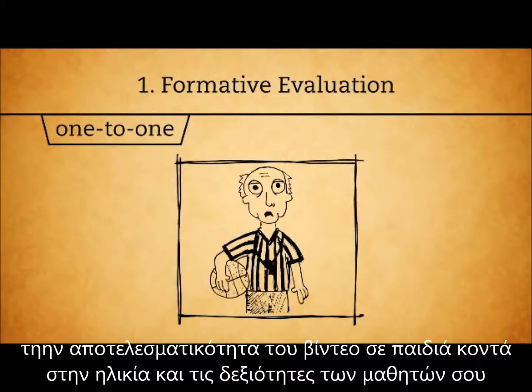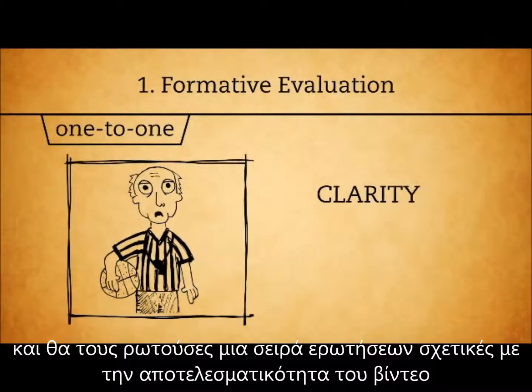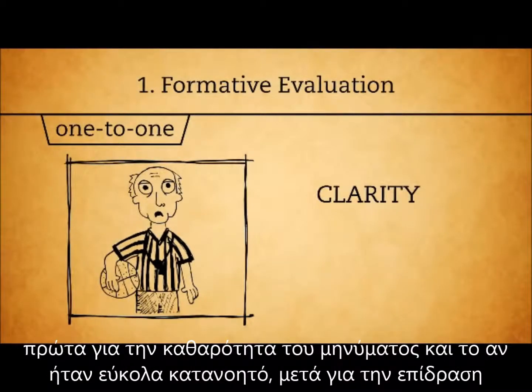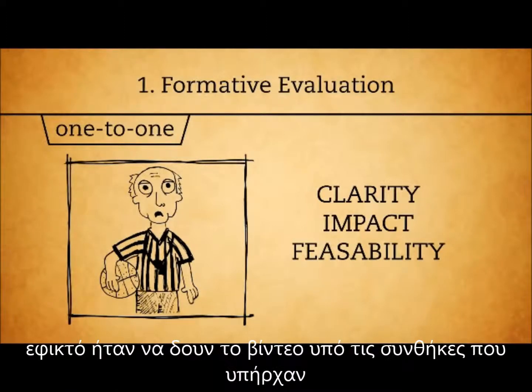You would then ask them a series of questions about the effectiveness of the video. First, about the clarity. Was the message clear and easy to understand? Then ask about the impact. Was it helpful in reaching the objectives and goals of the class? Finally, you would assess the feasibility. How practical is the video given the time and context of the class?